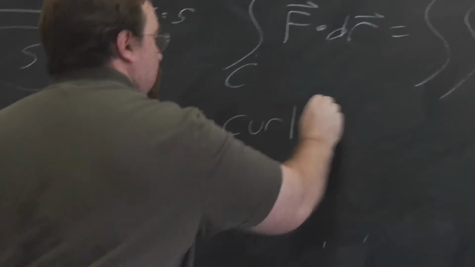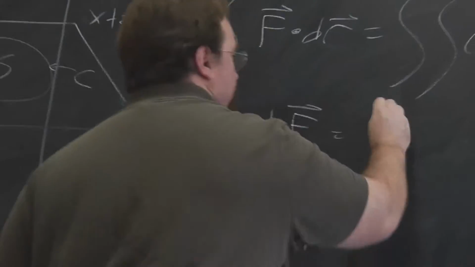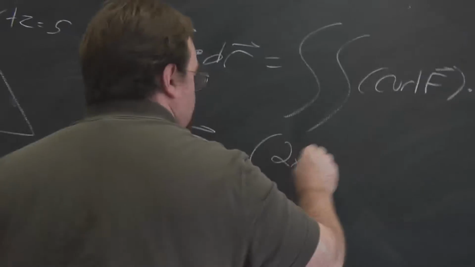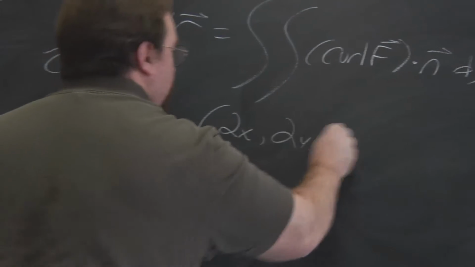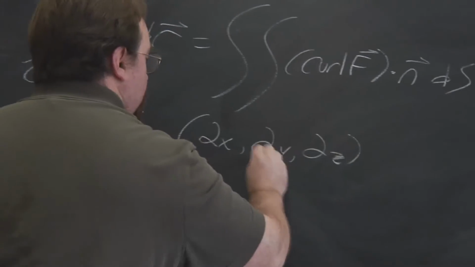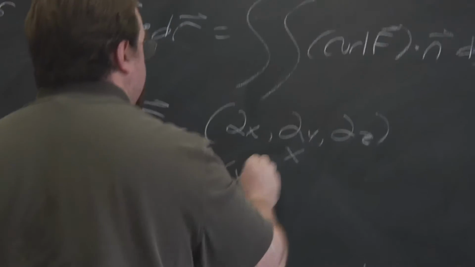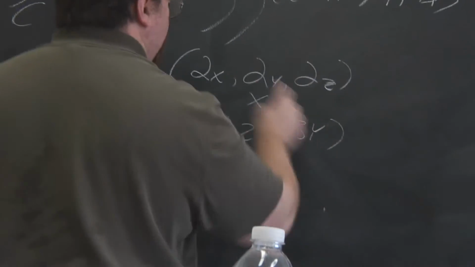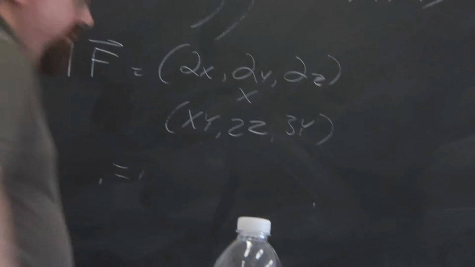So that's going to be derivative with respect to x, derivative with respect to y, derivative with respect to z, cross product with xy, 2z, 3y. So we're going to compute this cross product.